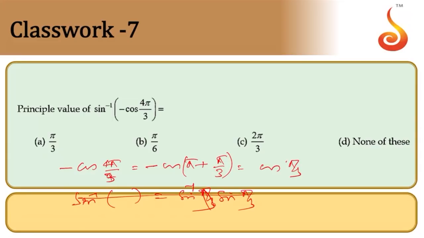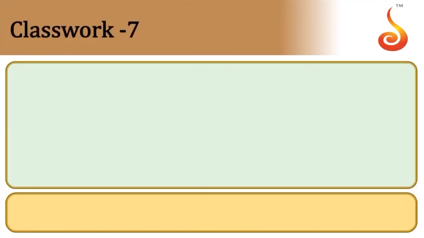Pi by 3 or pi by 6? Because it is a sine inverse of minus cos pi by 3. Cos pi by 3 is equal to half. So sine inverse of half is equal to pi by 6. So the answer is equal to pi by 6.